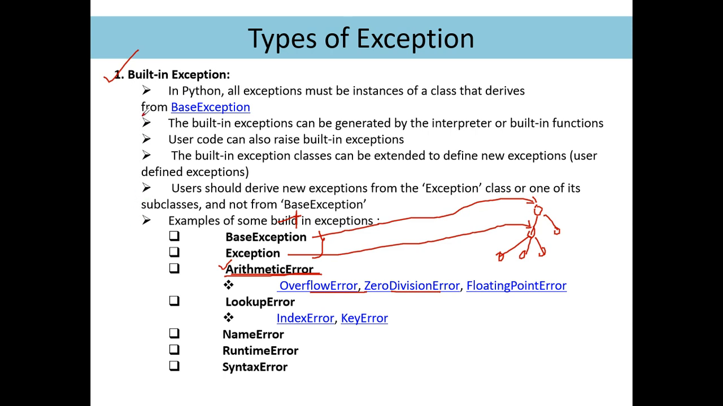Okay, so this is the category of built-in exception. Anyway, when we create our own exception, that is a user-defined exception, we will prefer to extend our class from this Exception class and not from the BaseException class. We should not use the BaseException class as our root class. We can use the Exception class to define our own exception class, or any other class below it, but not the BaseException class.